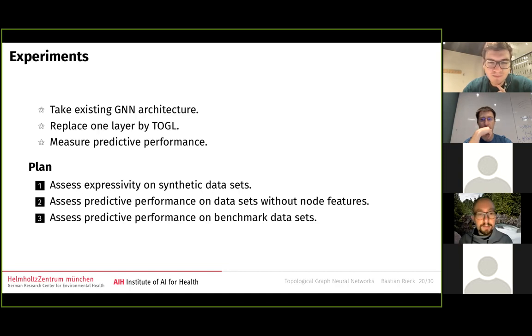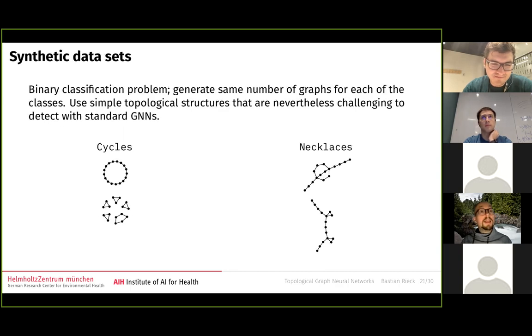So we assess expressivity on synthetic data sets, which we picked, so we can pick our battles here. Then we assess the predictive performance on data sets without node features, to show whether an approach that can only leverage topological structures is better. And third, we do the usual predictive performance assessment on benchmark data sets, at least on small ones. We'll see about that. Now, to battle.